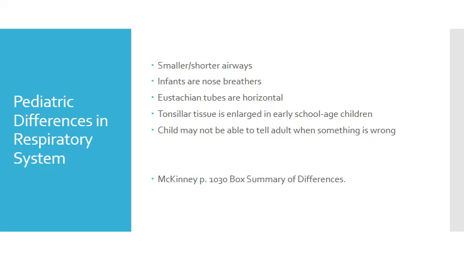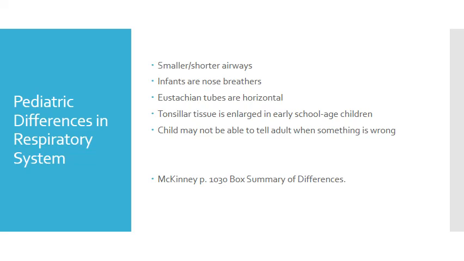Also, eustachian tubes are more horizontal in children. We're going to talk about this next when we talk about otitis media, but when they're pretty horizontal, it increases the risk for bacteria getting into that middle ear, which then increases the risk of getting an infection there. Last, just with any anatomy system, children can't always tell us when something is wrong, so we're going to have to be able to examine that and find ways that we can figure that out.